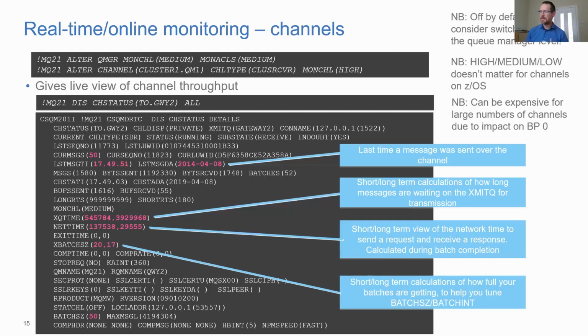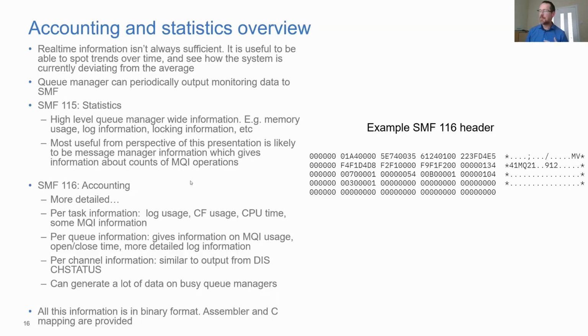So this is real-time monitoring. This is something you can go and look at any point you want and build up a picture of what's normal for your system. So if something goes wrong, you'd start running the display queue status, display channel status command. And that's great, but there will be times where you want to look back in time a little bit. And so here we move away from commands and we start looking at SMF data.